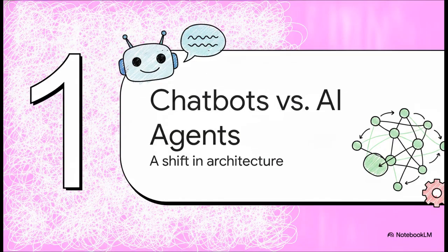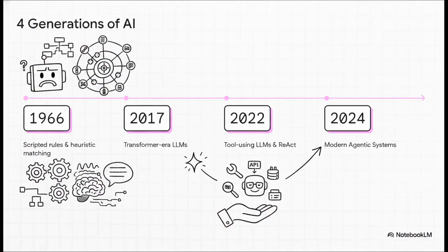Starting with Section 1, Chatbots versus AI agents, a shift in architecture. This isn't just a branding exercise, guys. It's a fundamental shift in how these systems operate. To ground ourselves, let's quickly trace how we actually got here. We've really seen 4 generations of AI chat systems.